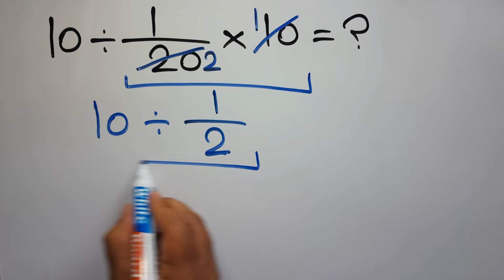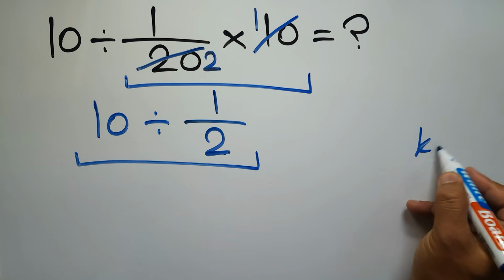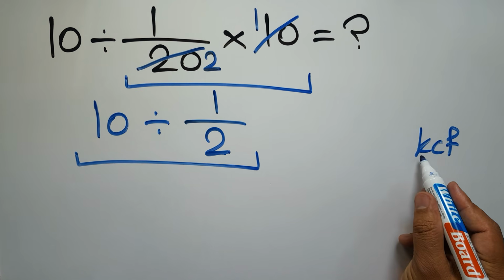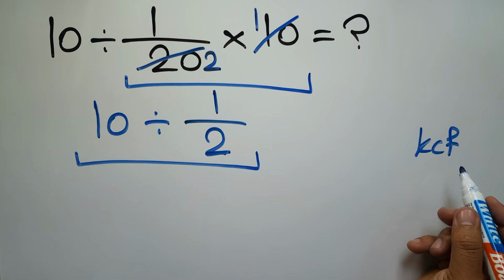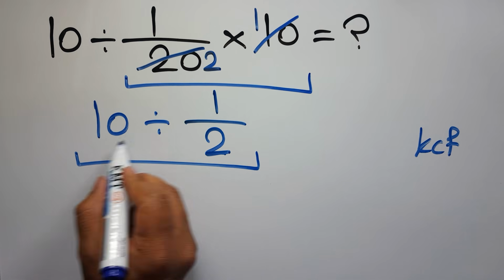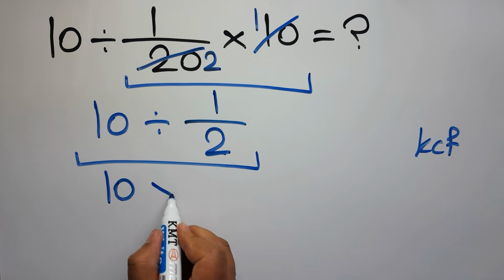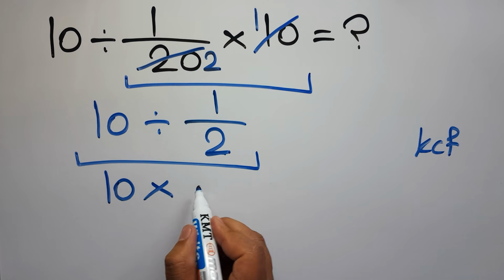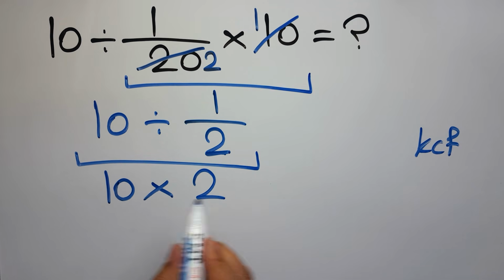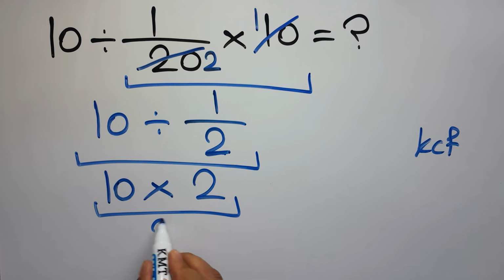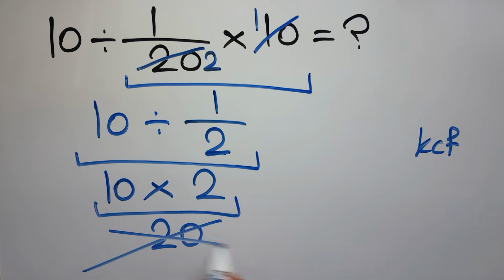Now, according to the KCF rule, K stands for keep, C stands for change, and F stands for flip. We can write: keep the first fraction, change division to multiplication, and flip the second fraction. 10 times 2 gives us 20. But this answer is not correct.